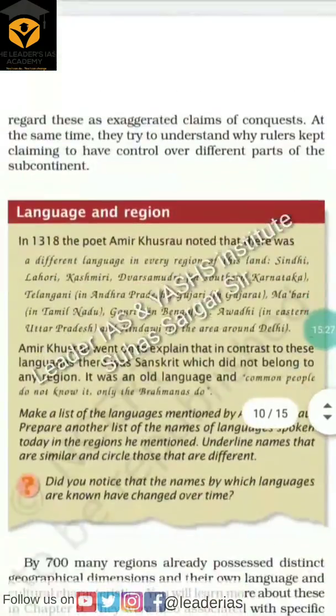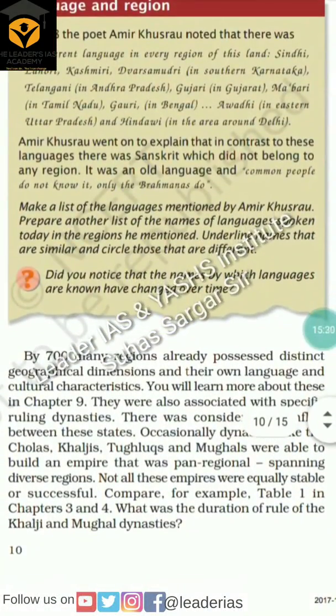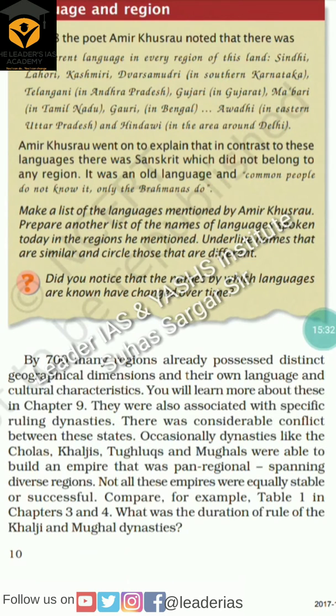Languages and regions. In 1318, the poet Amir Khusro noted that there was a different language in every region of this land: Sindhi, Lahori, Kashmiri, Dvarasamudri in southern Karnataka, Telangani in Andhra Pradesh, Gujarati in Gujarat, Mabari in Tamil Nadu, Gauri in Bengal, Awadhi in eastern Uttar Pradesh, and Hindavi in the area around Delhi.